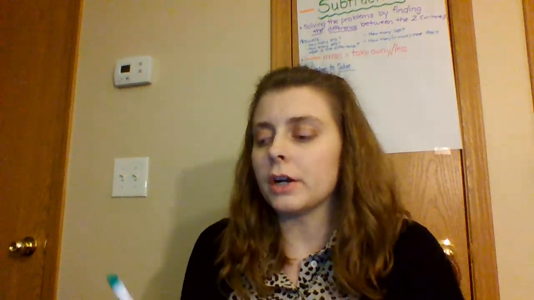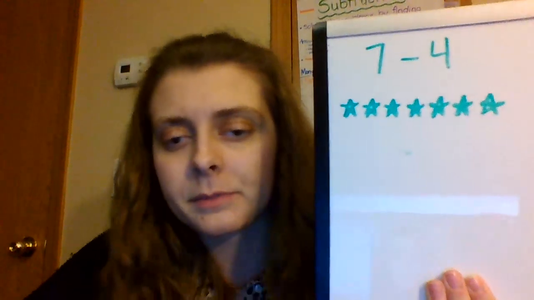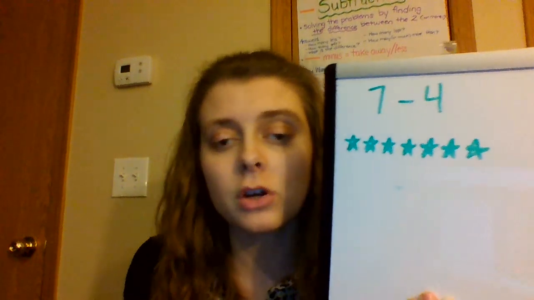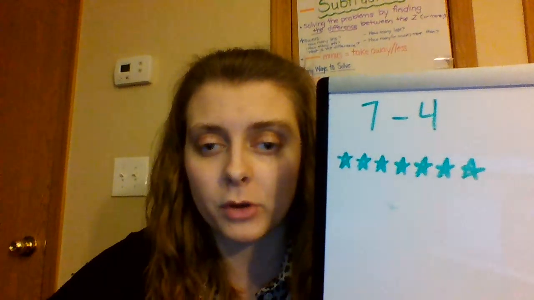And just like in addition, we're going to start by drawing however many pictures for this number. So I'm going to use stars. So I'm going to draw 7 stars. 1, 2, 3, 4, 5, 6, 7. Now, since I'm using dry erase, my method for subtracting is just going to be to erase. But if you're using a pencil, you can cross them off. And I'll show you how to do it both ways.